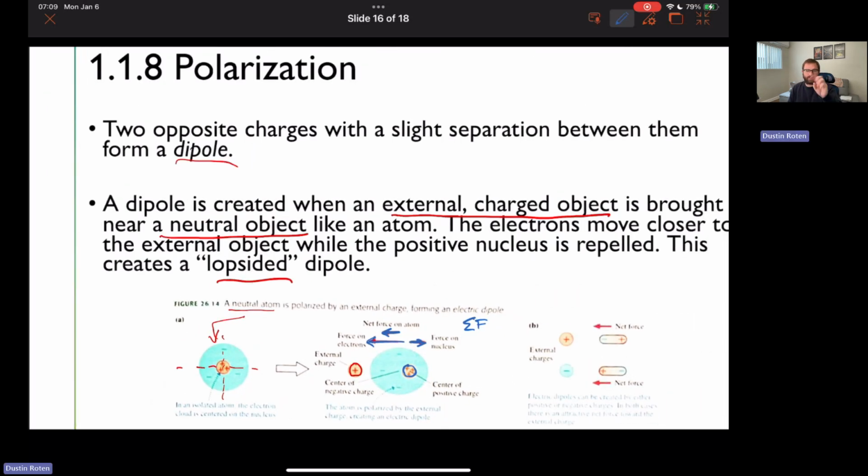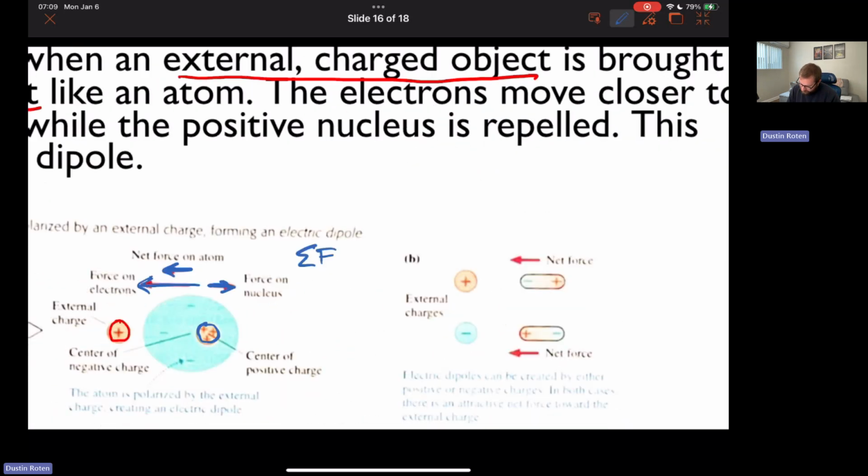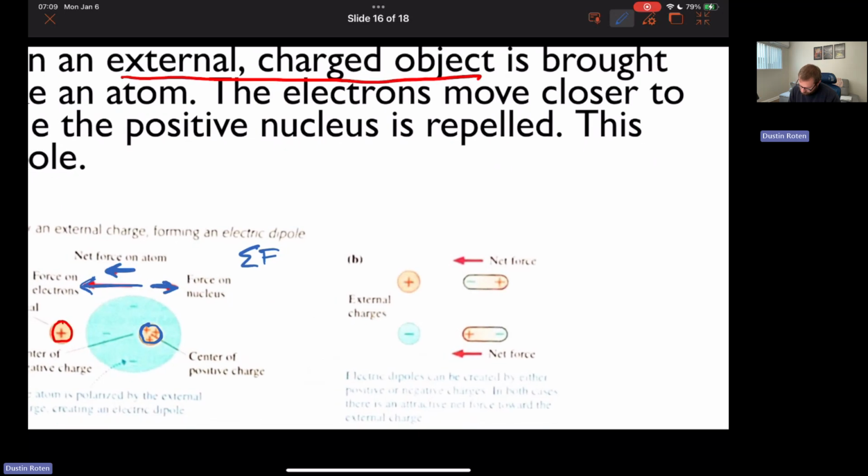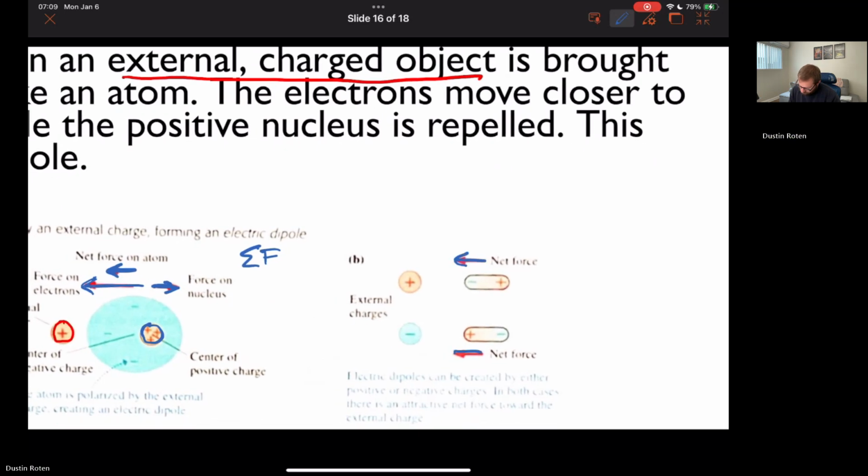And we can actually have an externally charged particle that's either positive or negative. Either way, we get a net force in the same direction, but the dipole could be oriented in a completely different way. So you'll notice here we have a negative on the left, but then if we switch the external charge, we have a negative on the right.